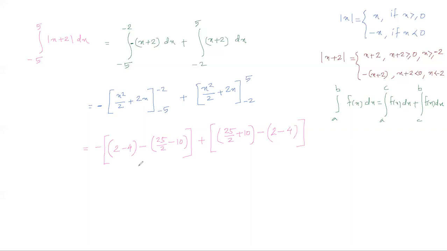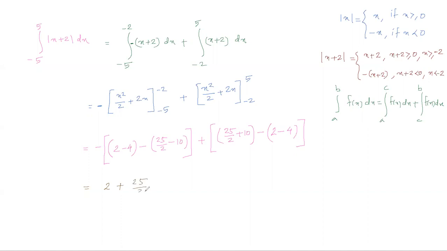It's up to you, the simplification. You can simplify this separately: 2 minus 4, then minus 25 by 2 minus 10. However you simplify, you have to simplify this. That's all. So we get 2 minus 4, and 2 minus 4 is minus 2. There is a minus outside.